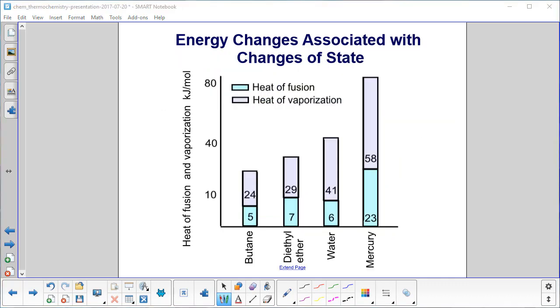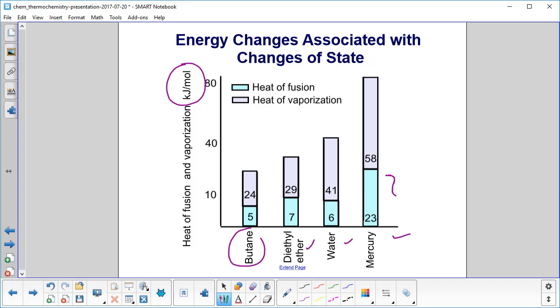We're going to compare the heats of fusion and heats of vaporization for a few common substances. We start on the left here with butane, then diethyl ether, water, and mercury. And on the y-axis, we have the heat of fusion and vaporization in kilojoules per mole. You can see in each case how the heat of vaporization is greater than the heat of fusion for each compound here. And you can also see that mercury takes the most energy to do phase changes, right?